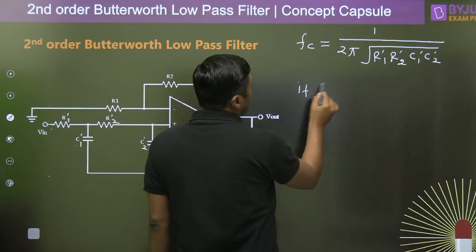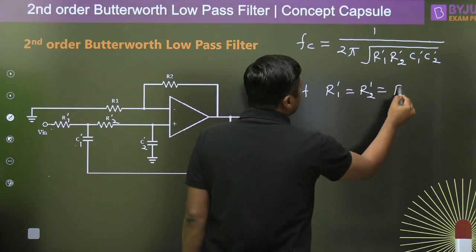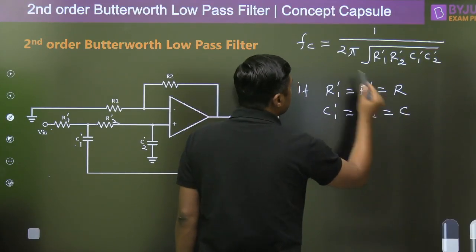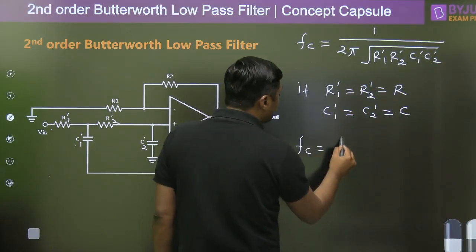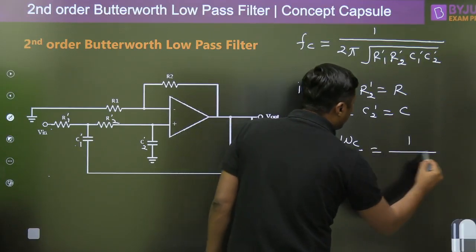If R1 dash is equal to R2 dash is equal to R, and C1 dash is equal to C2 dash is equal to C, then the frequency is equal to omega C by 2 pi. It will become 1 by 2 pi RC.